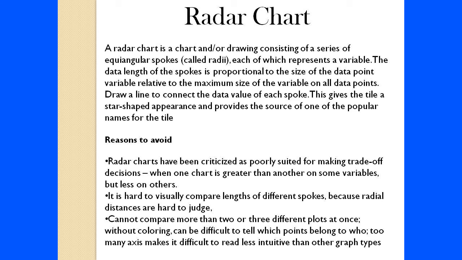So why should we not use a radar chart for reports? Radar charts have been criticized as poorly suited for making trade-off decisions, such as when one chart is greater than another on some variable. It is hard to visually compare the lengths of different spokes. You cannot compare more than 2 or 3 different plots at once. Without coloring, it can be difficult to tell which point belongs to which plot. Too many axes make it difficult to read, and you can see all these axes are equiangular spokes. It is less intuitive than other graph types.